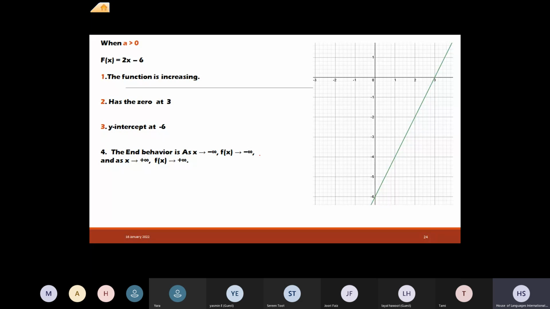So where is the y-intercept? Negative 6. Good job. So where is the maximum point? Here it has to be like this. It's infinity. There's no maximum. Where is the minimum? Here, put an arrow, but I cannot draw it. Okay, that's it.